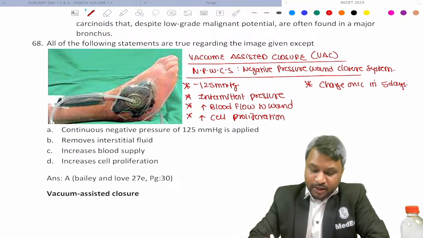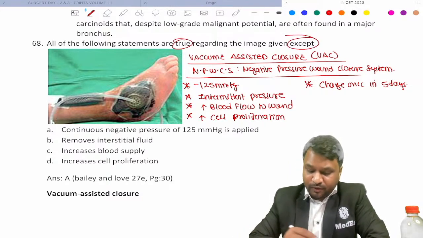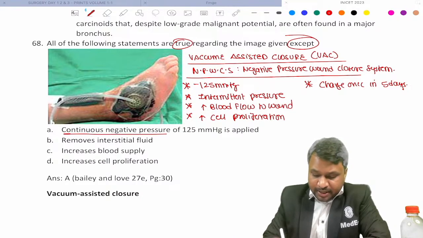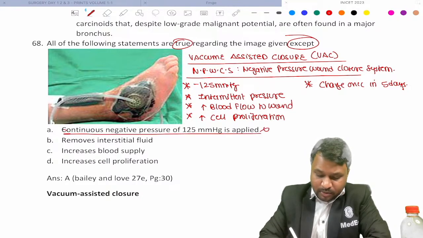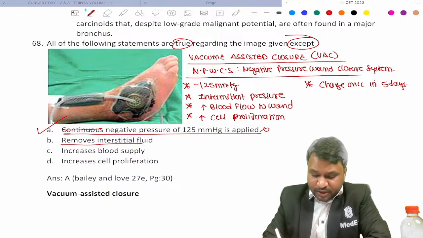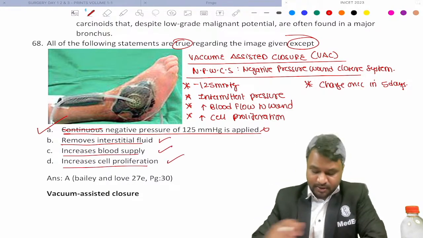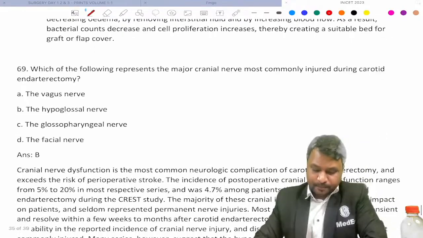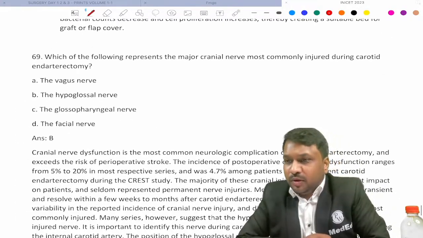So, all of the following are true except, you're looking for the false statement. It's a continuous negative pressure of minus 125. No, it is an intermittent pressure. This is the answer. Removes interstitial fluid, increases blood flow, increases cell proliferation. All of them are correct. Right, guys?